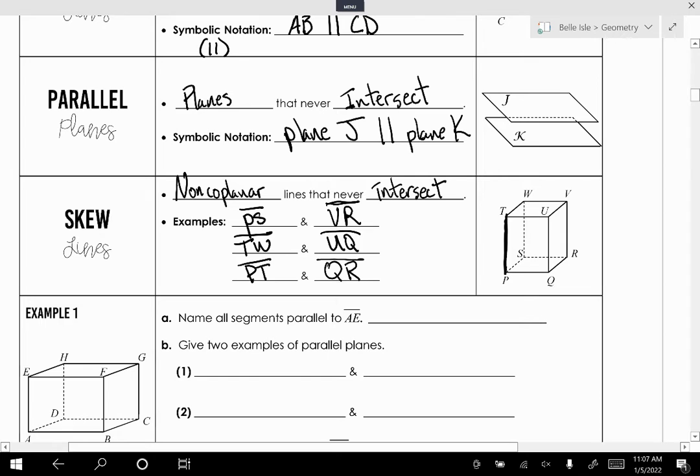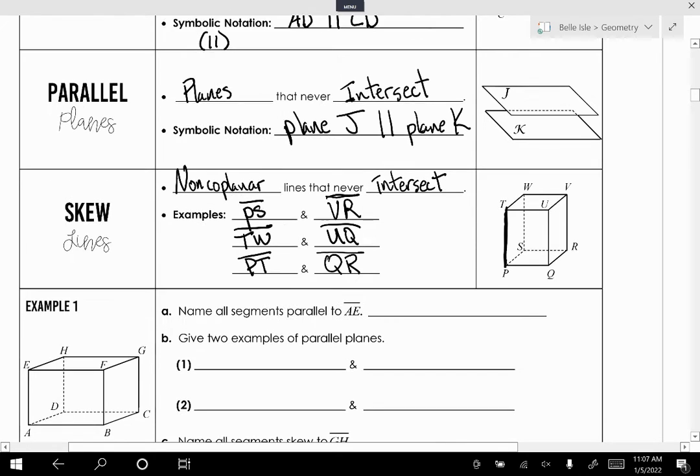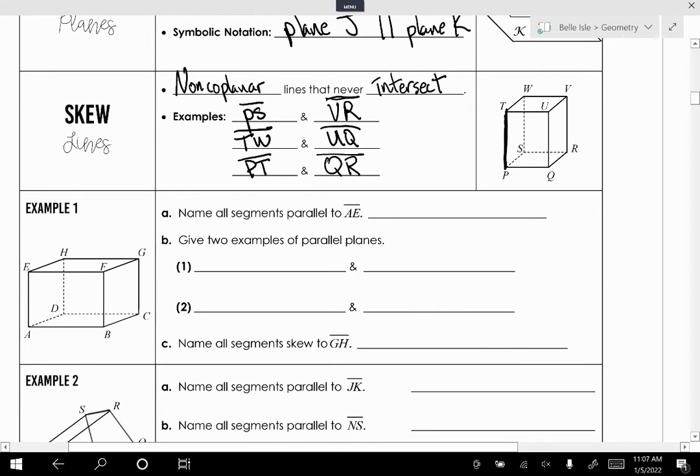So let's look at example 1. Please name all the segments parallel to AE. So AE is going to be this one right over here on the side. First one I see is BF. The next one that I see could be CG, and DH, right?